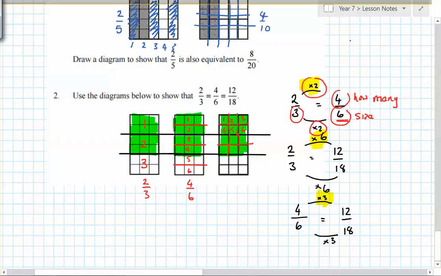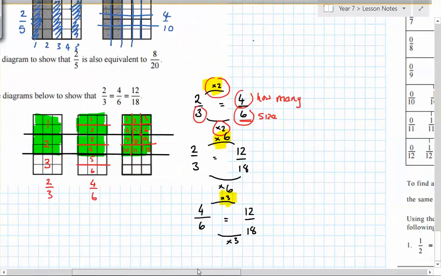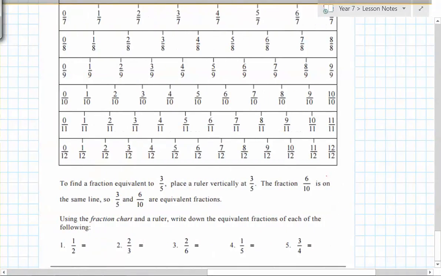So instead of 1 piece, I've now got 6 pieces, and out of 2 instead of 2, I've got 12. And then 18 in total. So that's how we've shown. Okay. Right. The next thing I've got for you to do.